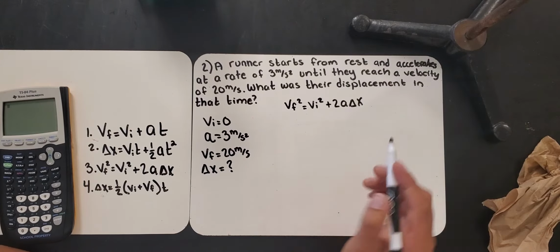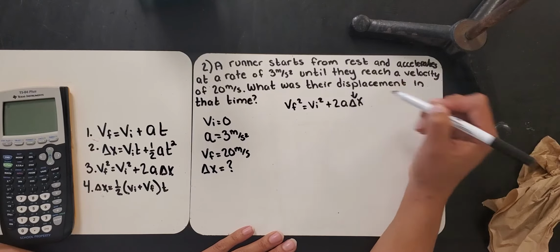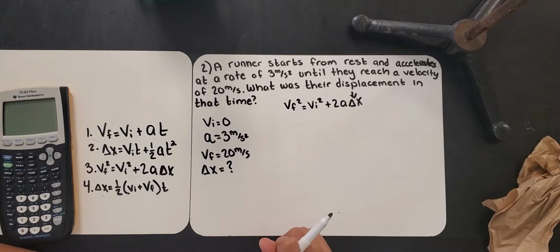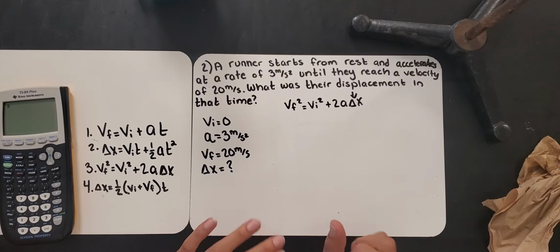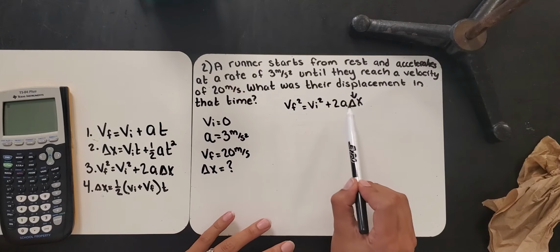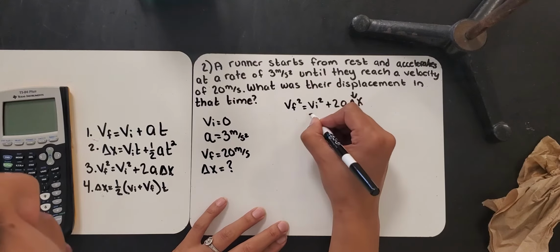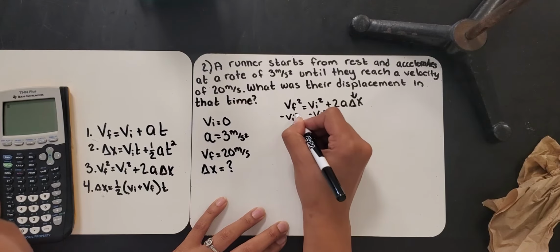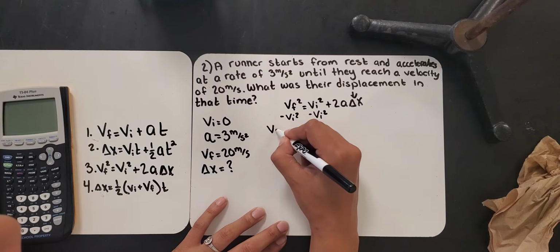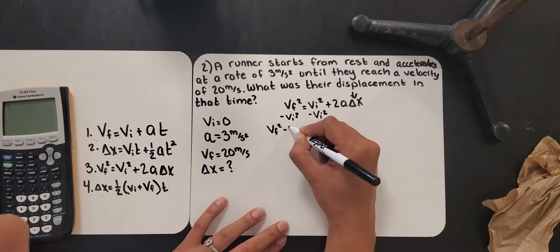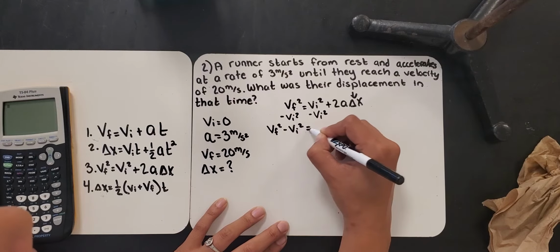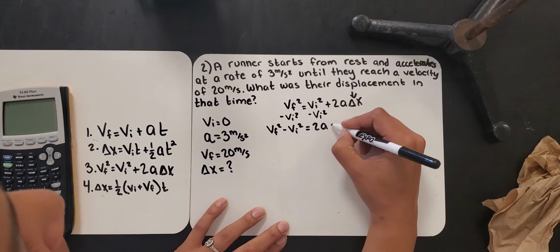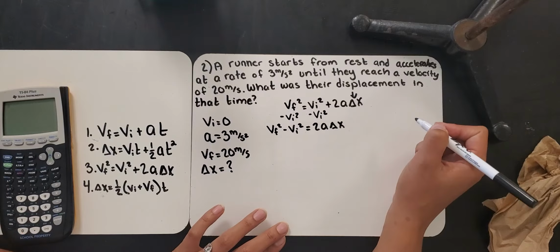So we are trying to solve for this delta x right here. First I'm going to manipulate the equation, and then I'm going to plug in the numbers at the end. So we have this plus this, so I'm going to subtract initial velocity squared from both sides. Now I'm going to have final velocity squared minus initial velocity squared is equal to 2 times acceleration times the displacement.